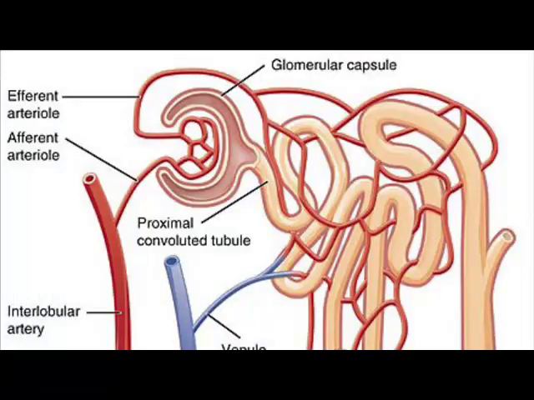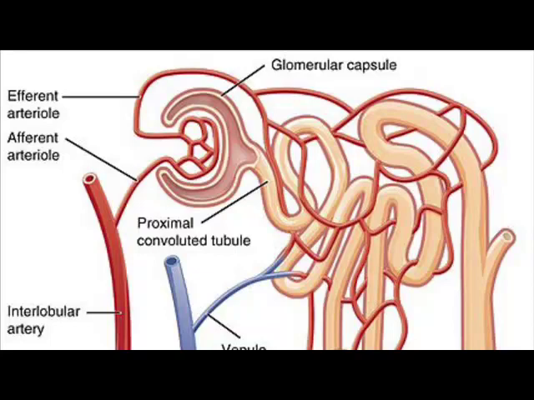As we can see here, the glomerulus is a cluster of capillaries around the end of a kidney tubule. The afferent arteriole is the arteriole that brings blood to the glomerulus, and it is larger in diameter than the efferent arteriole. The efferent arteriole is the arteriole that carries blood away from the glomerulus. It is smaller in diameter than the afferent arteriole.